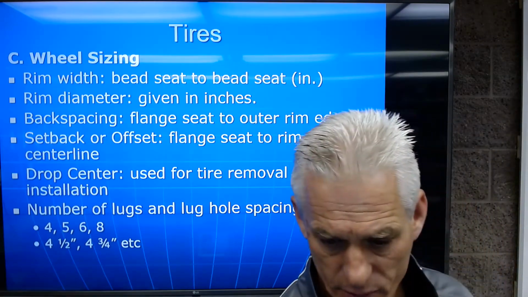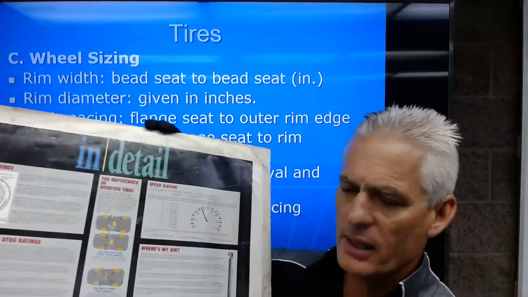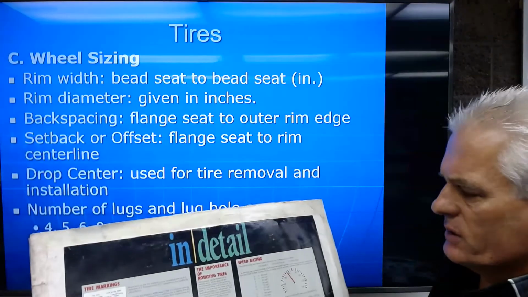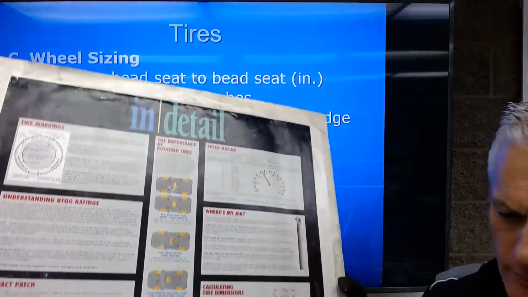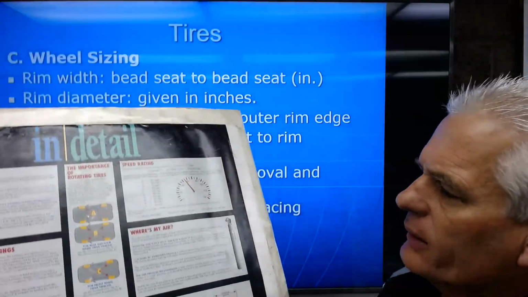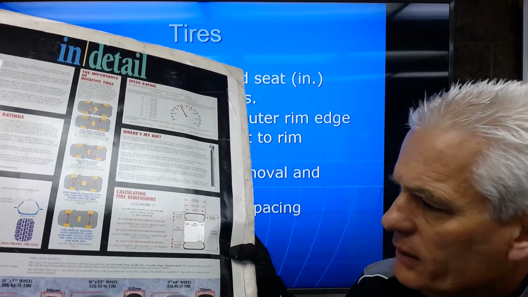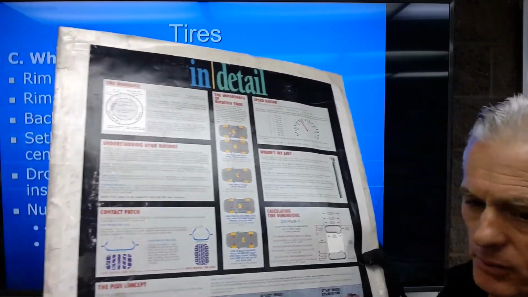Let me just pause and grab the chart. So this is a really cool chart put out by the Tire Rack. It has all kinds of information on it. So they've got different tire markings here. They're talking about speed ratings here. Here we've got rotating tires, different ways of rotating tires. Here we're looking at the tire contact patch. Sorry, let me come over like this.